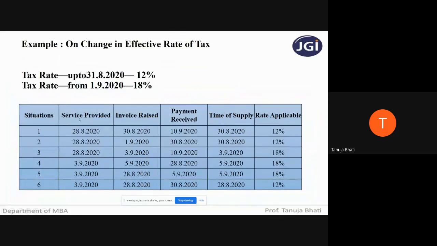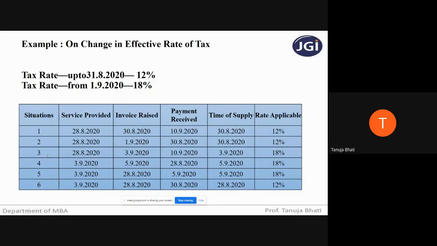Let us see the next one. Service provided on 28th August. So service provided is before the change in the rate of tax. Invoice is raised on 1st September, that is after the change in the rate of tax, and payment is received on 30th August, that is before the change in the rate of tax. So service provided is before, invoice raised is after, payment received is before. So what is the time of supply you're going to consider in this particular problem? You're going to consider it as payment received, that is 30th August. On 30th August, what was the rate of tax? Up to 31st August, it was 12%. So the rate applicable will be 12%.